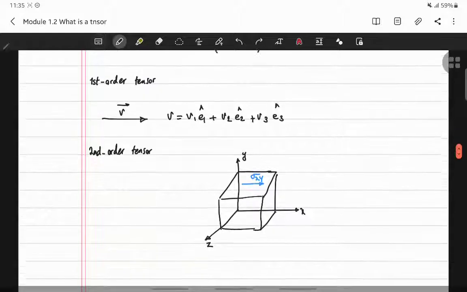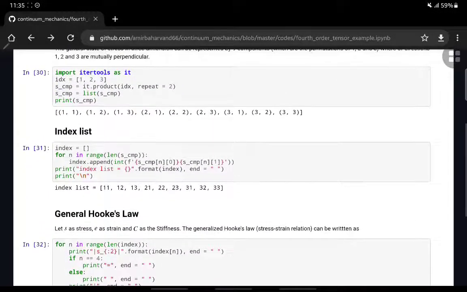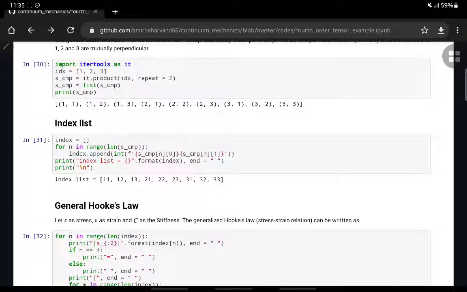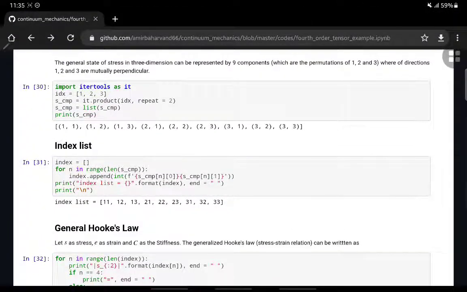So if you also go to my GitHub page, in the link in the description, you will see a Python script where I brought the concept of the generalized Hooke's law. So we start from here. The general state of stress in 3 dimensions can be represented by 9 components, which are the permutations of 1, 2, and 3, or x, y, and z, of directions 1, 2, and 3 that are mutually perpendicular. So these directions are perpendicular. So we have this iteration here.